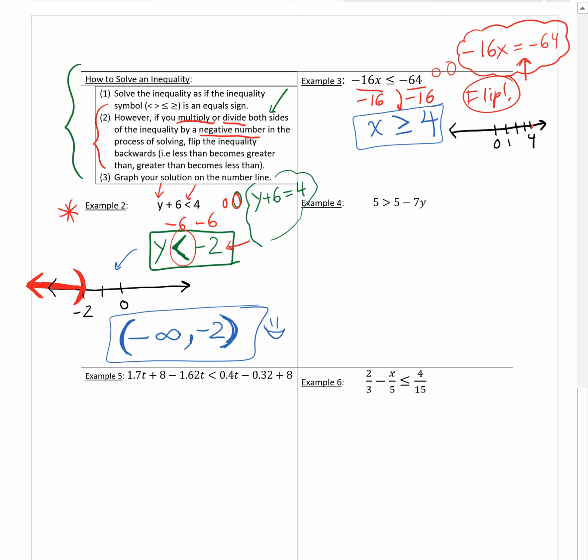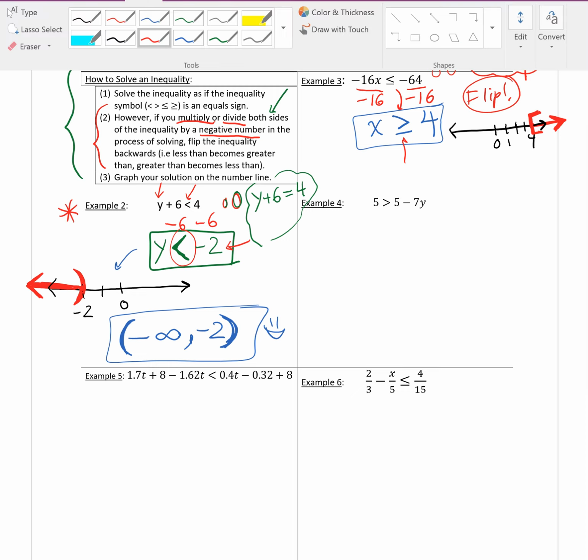All right, so starting at 4, this inequality is a greater than. So I want all the numbers that are greater than 4. Where are all the numbers greater than 4? They're to the right, because you got 5, 6, 7, all those. And since there's an or equal to in the inequality, it's going to be a bracket.